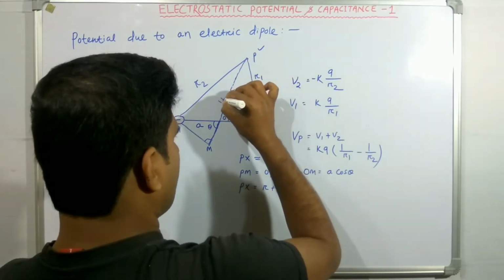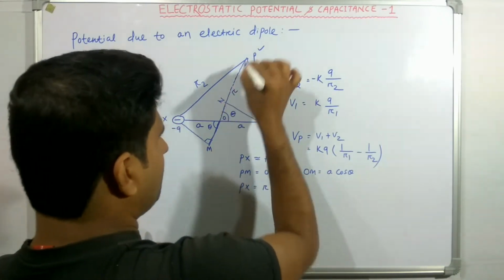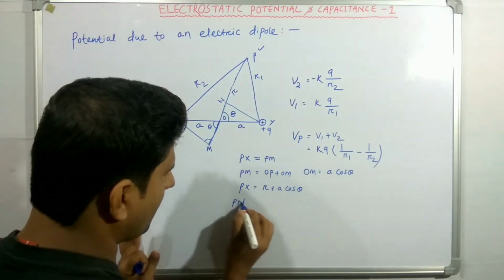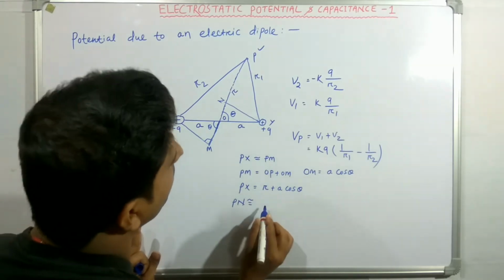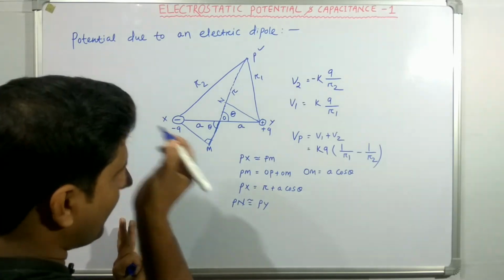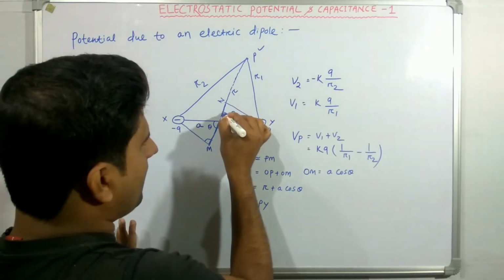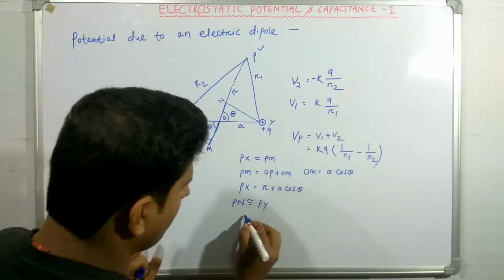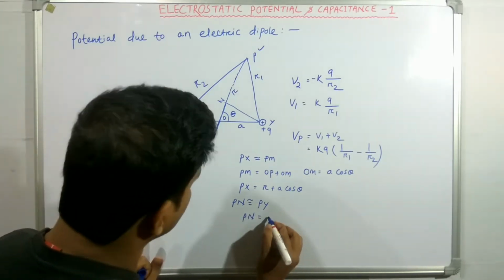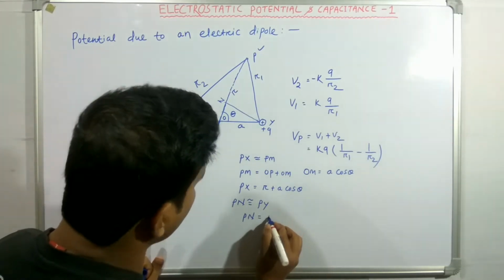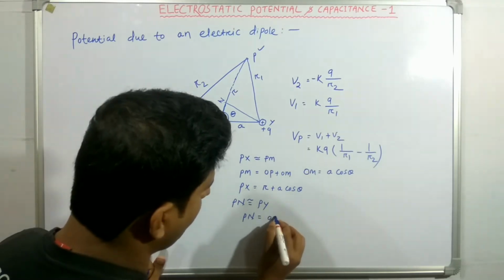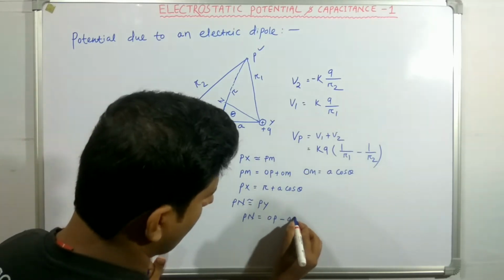Similarly, if we draw a perpendicular from Y to this axis, suppose this is N. This PN is approximately equal to PY, and PN equals OP minus ON.